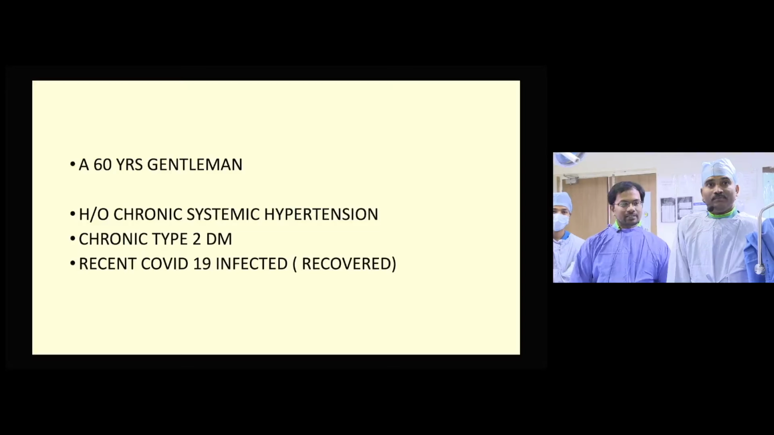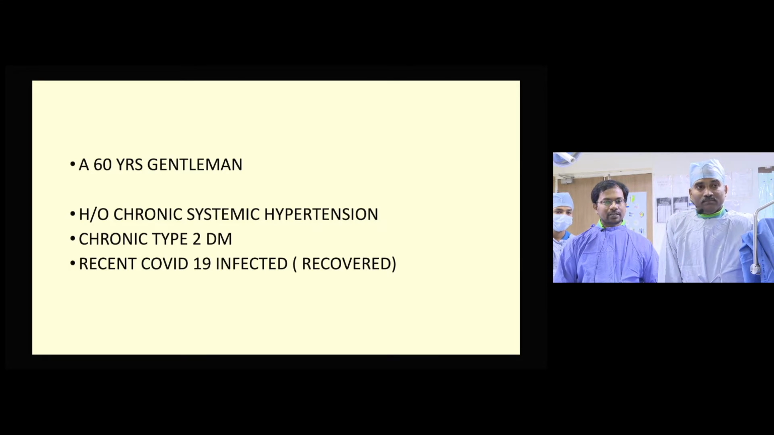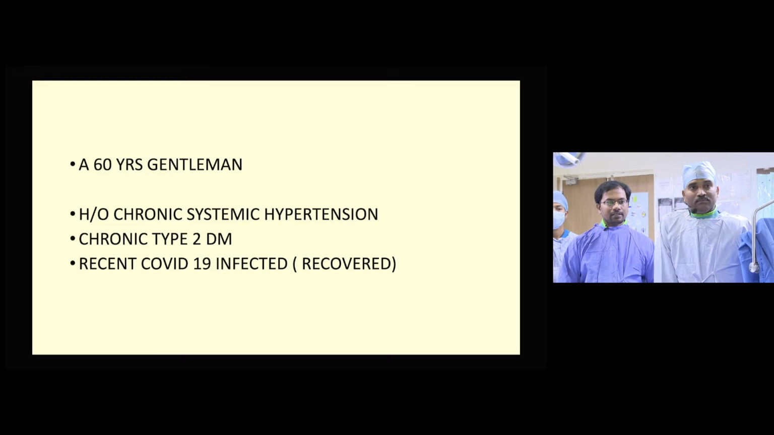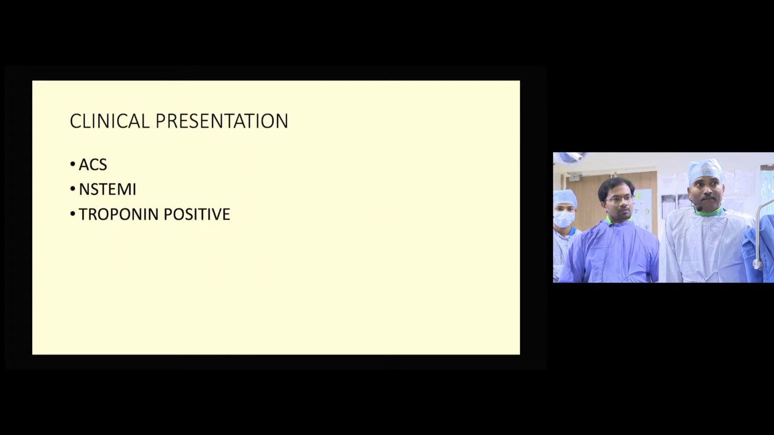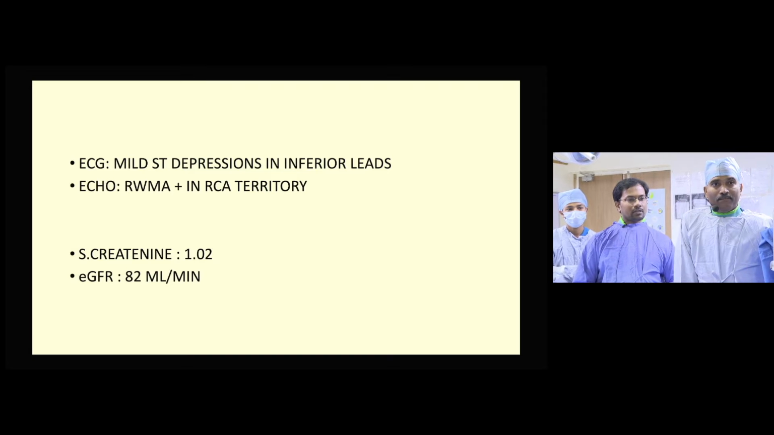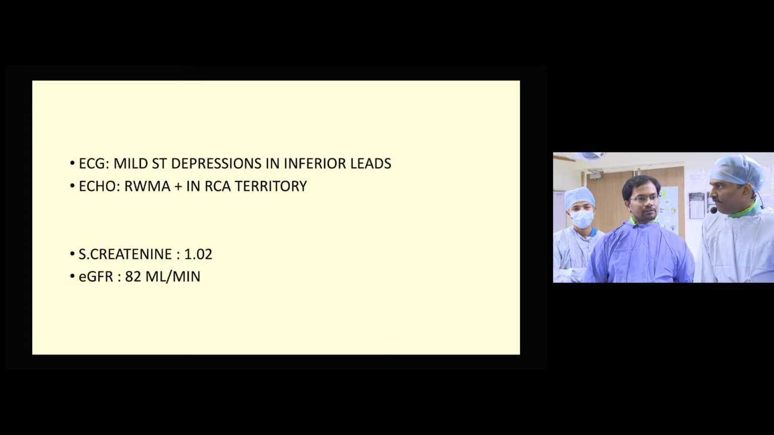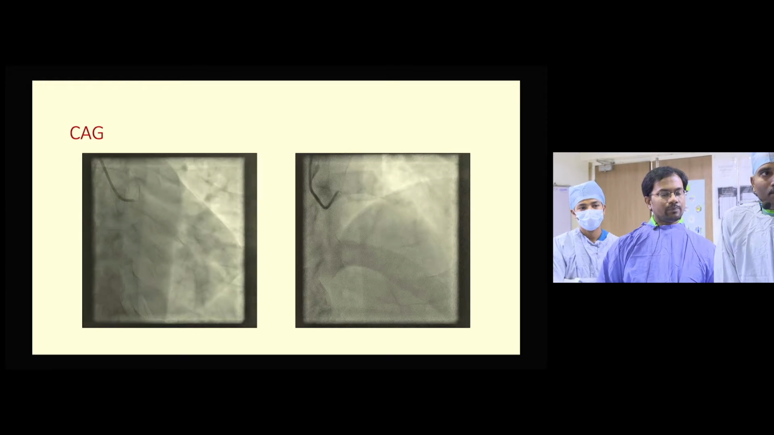So, good evening, everybody. Coming to the case, clinical history: it's a 60-year-old gentleman, known case of systemic hypertension and diabetes, who was recently infected with COVID-19 with mild disease and recovered. He presented to us with ACS NSTEMI, troponin positive. ECG was showing mild ST depression in the inferior leads, and echo was showing RWMA in RCA territory with mild LV dysfunction. His creatinine was 1.02 with eGFR of 82 ml per minute.